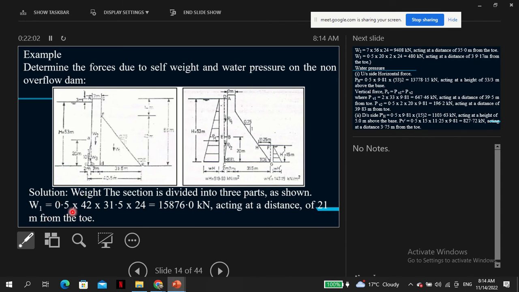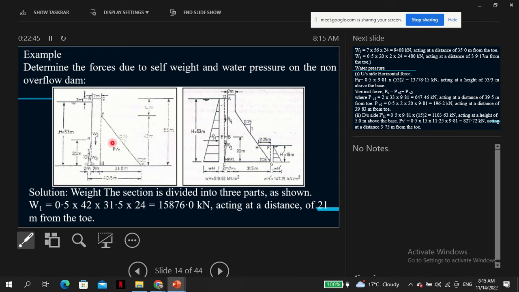So from the toe, of course, this has to be, just a minute. The weight of the section is half base times height. Okay, so half base times height, times the unit weight of concrete, and acting at, I don't know why we are saying 21, but this is what it should be. Is it 21 really?